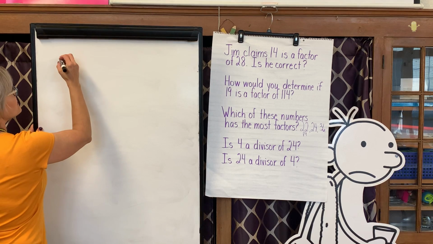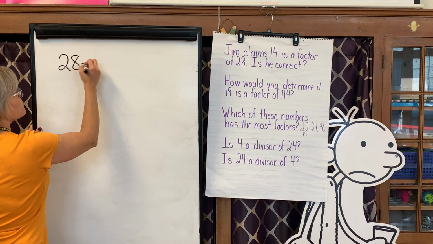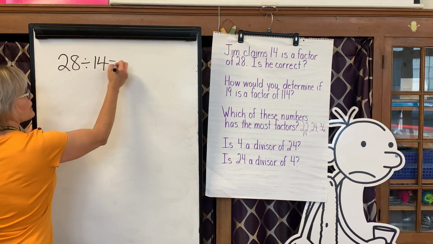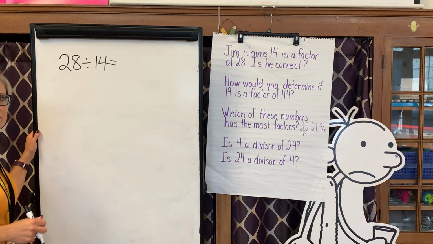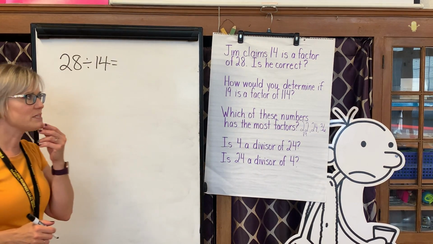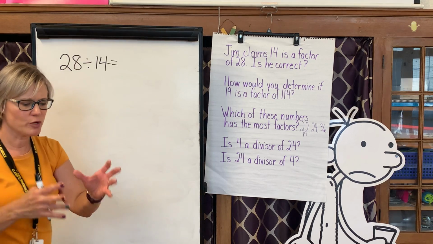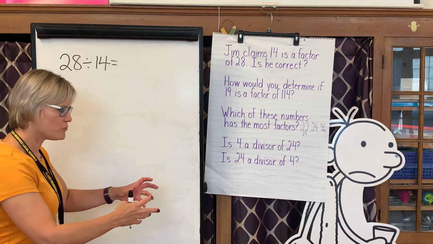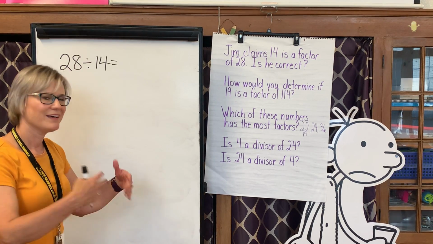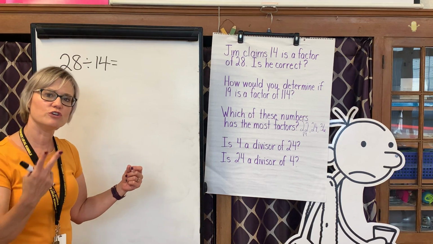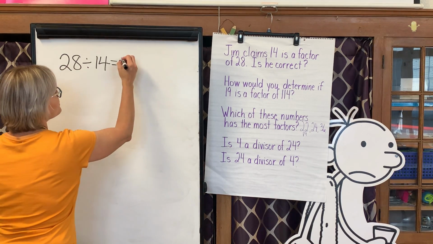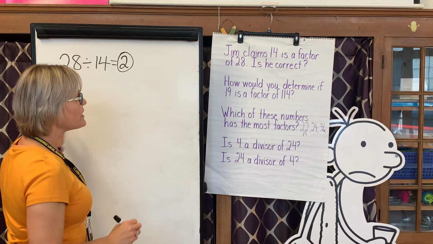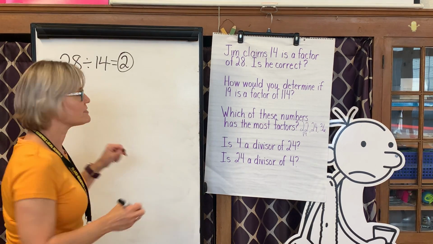Can I get a quotient for this problem? Let me see. If I have a group of 14 here, and a group of 14 here, and I put them together, I have 28. So if I have two groups of 14, I have 28. Is he correct? Yes, he is correct.